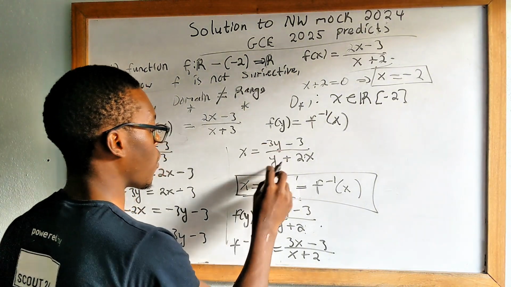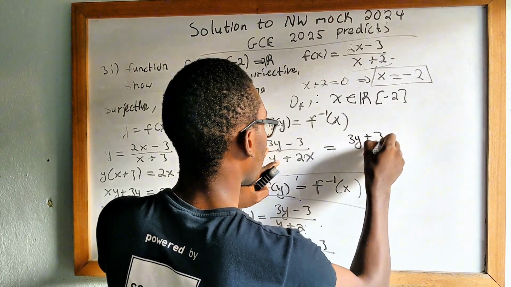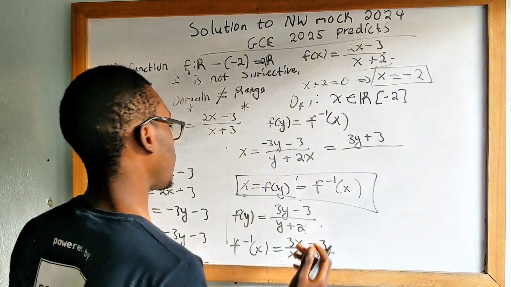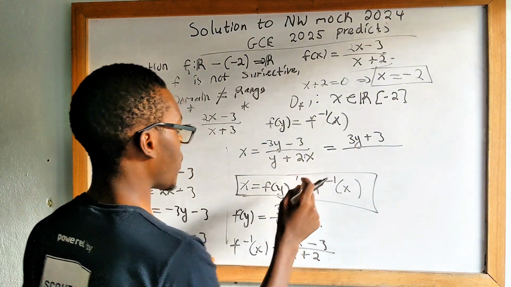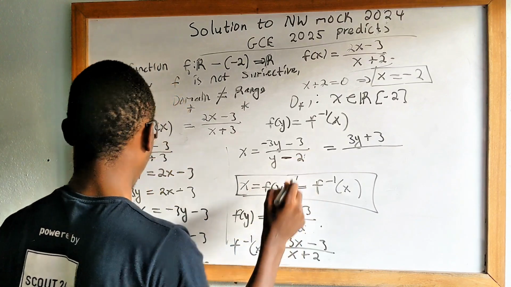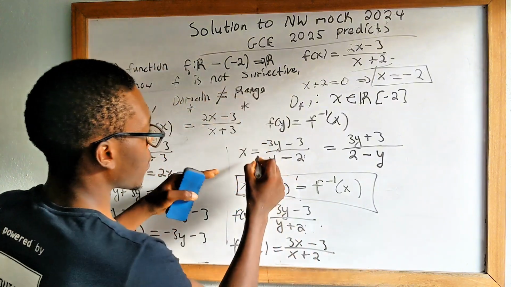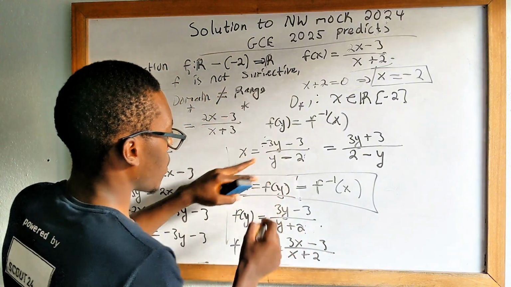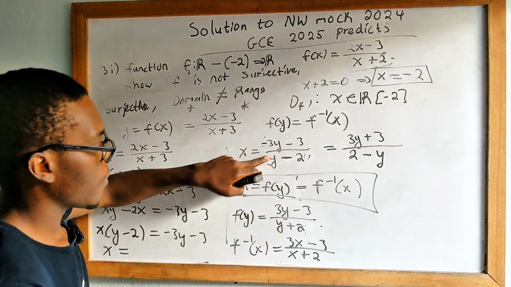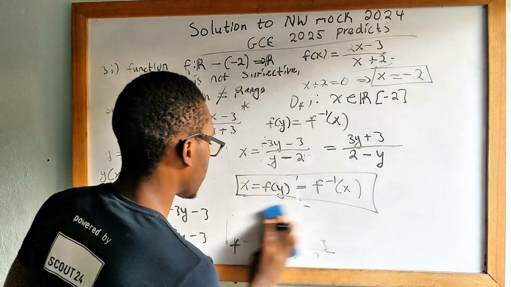Negative 3y all over y plus this, that will be equal to what? 3y plus 3 all over. You can just bring the negative down, or we just leave it up. We have negative here minus 2. Okay, we just bring it down here to have what? 2 minus y, by taking out this negative. Take out the negative, you are going to bring it here to have 2 minus y, and that is what you are going to have at the end.